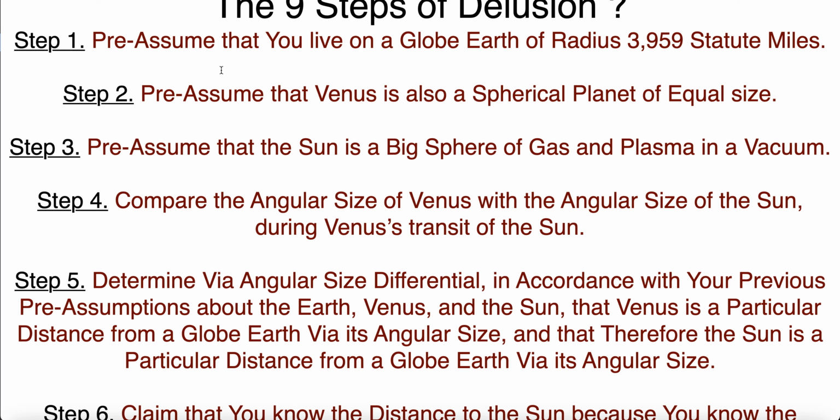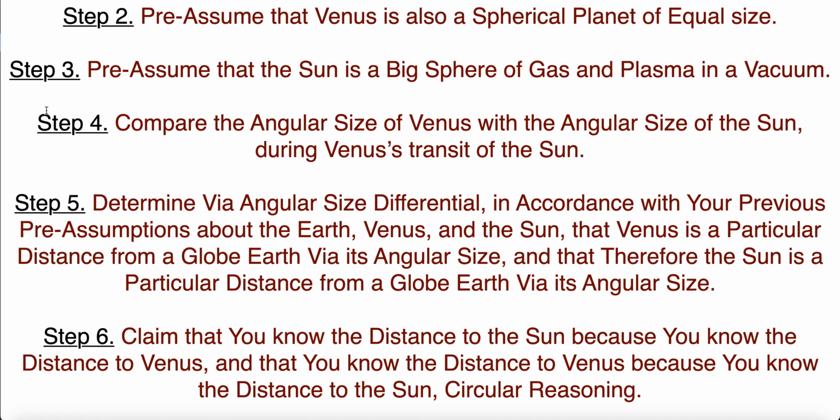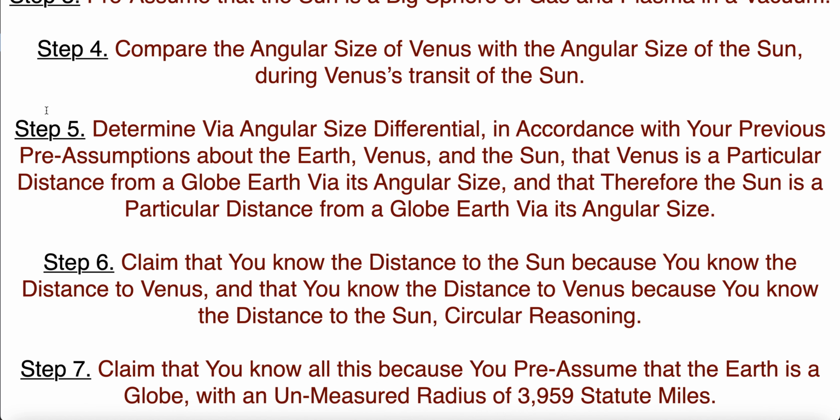Step one, pre-assume that you live on a globe Earth with a radius of 3,959 statute miles. Step two, pre-assume that Venus is also a spherical planet of equal, or close enough, size, right? Step three, pre-assume that the sun is a big sphere of gas and plasma in a vacuum. Step four, compare the angular size of Venus with the angular size of the sun during Venus's transit of the sun. Step 5, determine via angular size differential, in accordance with your previous pre-assumptions about the Earth, Venus and the Sun, that Venus is a particular distance from a globe Earth via its angular size, and that therefore the Sun is a particular distance from the globe Earth via its angular size.